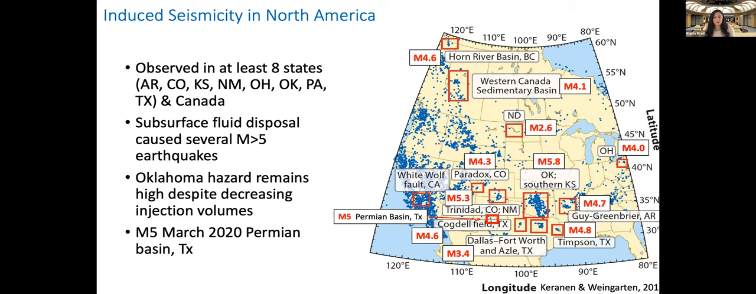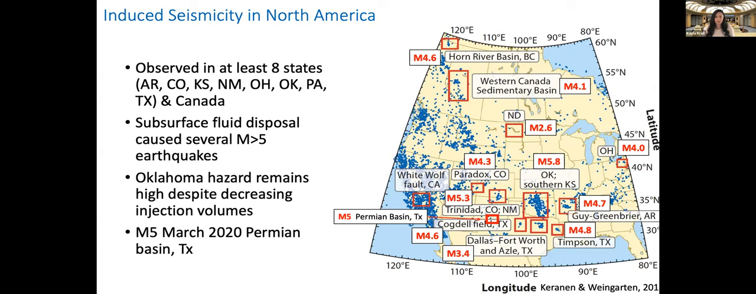So that was rather unusual. Beginning in 2015, though, industrial operations began to decline. The state of Oklahoma enforced a limit on the scale of fluid disposal, and subsequently the seismicity rates began to drop. But more recently, there's been an increase in the rate of induced seismicity, particularly in West Texas, including a magnitude 5 earthquake in March of last year.